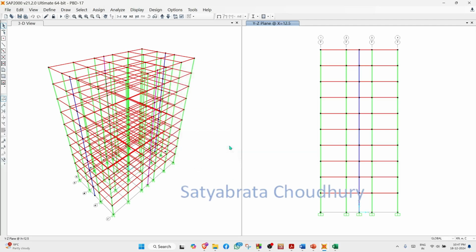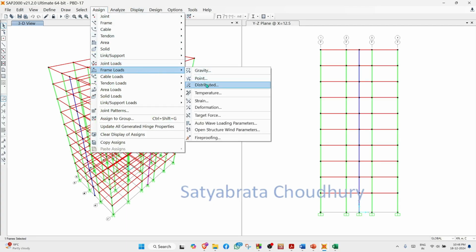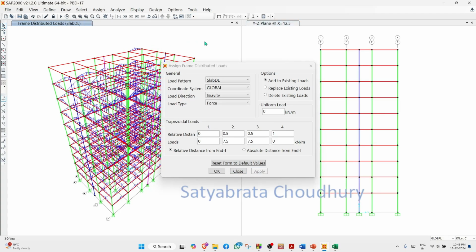So in the different beams, over the beams we have put the wall loads, we have put the slab load, etc. If you click any one and go to assign, frame load, distributed, and if you pick here, say slab live load or slab dead load, it will show all the slab loads.